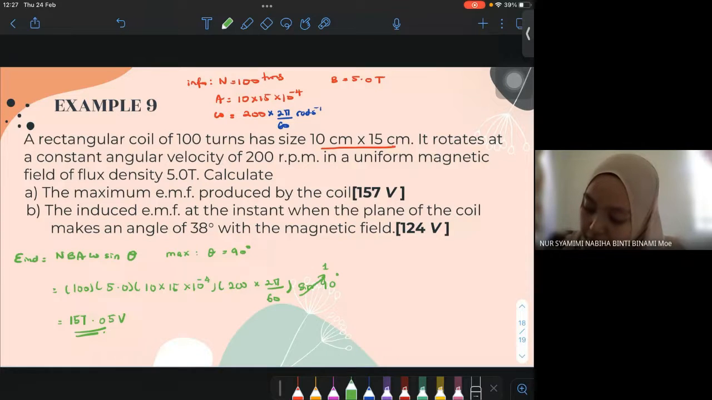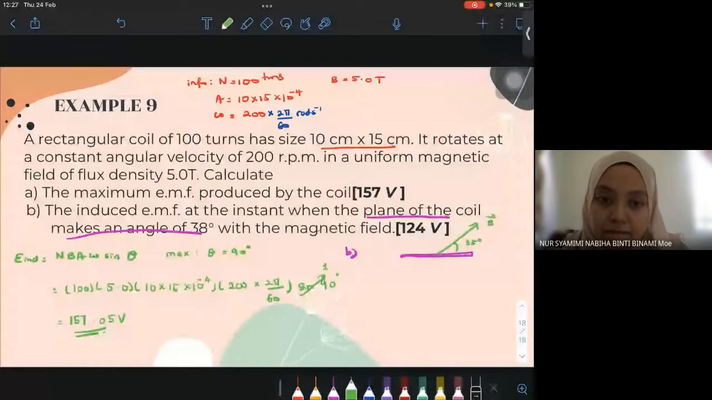And for B, the induced EMF at the instant when the plane of the coil makes an angle of 38 degrees with the magnetic field. So now the plane makes an angle of 38 degrees. We have one plane here that makes an angle of 38 degrees with the magnetic field. What is the angle between A and B? A is here, so this one will be 52 degrees.